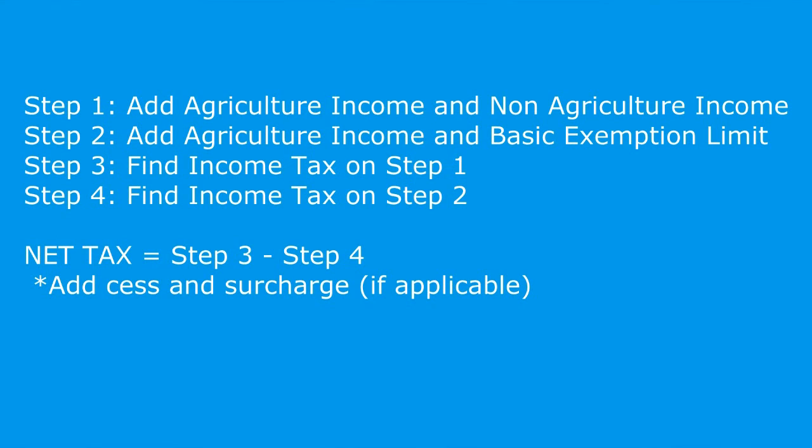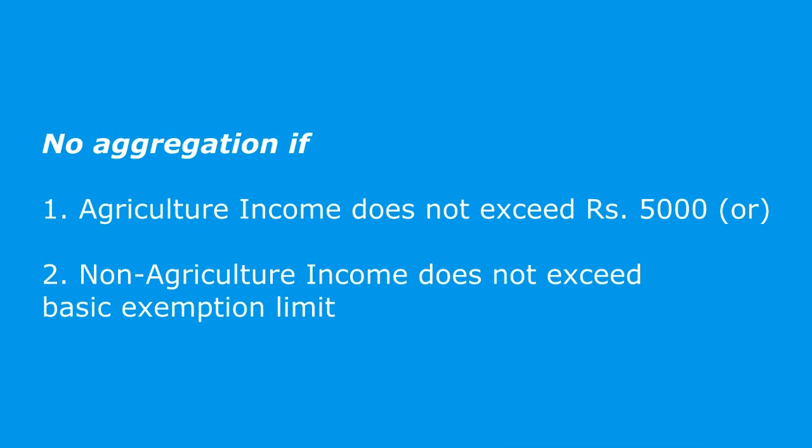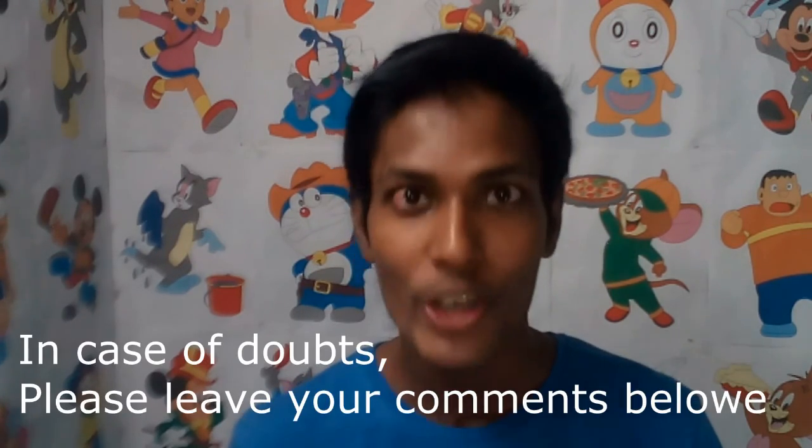So the net income tax payable shall be the amount arrived at Step 3 minus the amount arrived at Step 4. However, if the agricultural income does not exceed Rs 5,000 or the non-agricultural income does not exceed the basic exemption limit, then such aggregation need not be done. So that concludes income tax provisions relating to agricultural income.